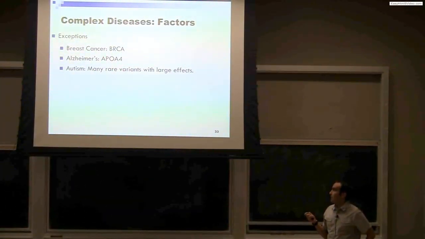Alzheimer's has this APOE4 gene, which increases your risk substantially. And then autism has many variants with large effects. So those are the exceptions to the rule. Okay, and so how do we find these variants?